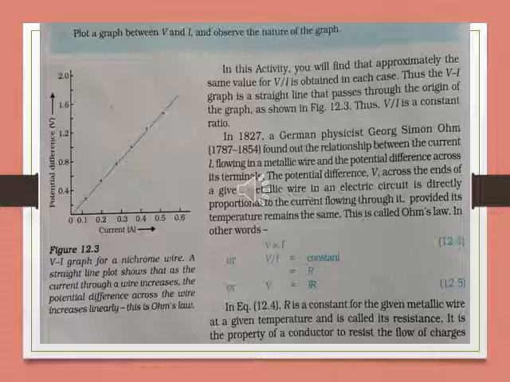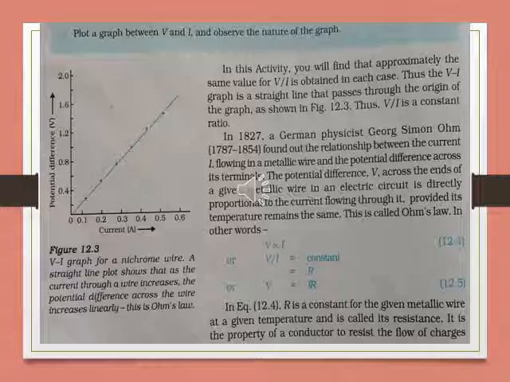In 1827, a German physicist, George Simon Ohm, 1787 to 1854, found the relationship between current I flowing in the metallic wire and the potential difference V across its terminals. The potential difference V across the ends of the given metallic wire in an electric circuit is directly proportional to the current flowing through it.